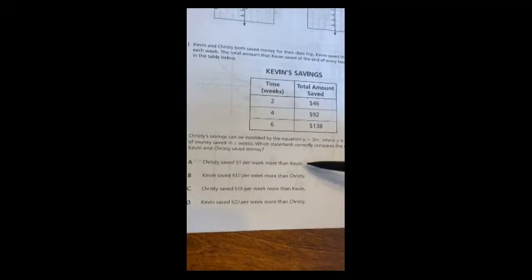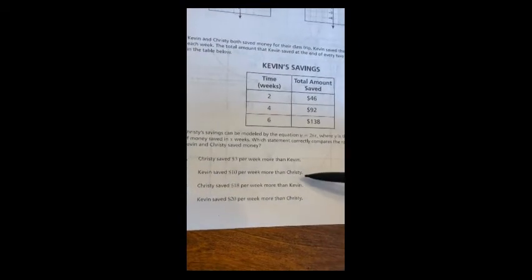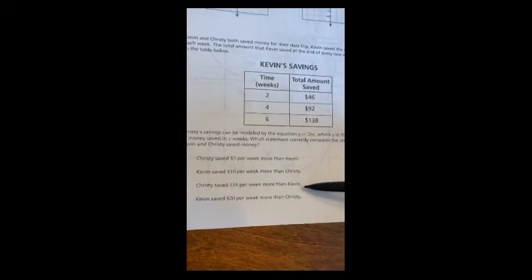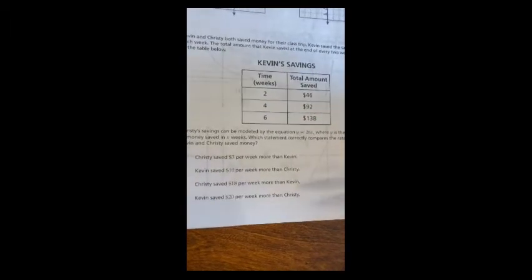Let's look at the answers just so we know what we're looking for. Okay, A is Christy saved $3 per week more than Kevin. B, Kevin saved $10 per week more than Christy. C is Kevin saved $18 per week more than Christy. And D, Kevin saved $20 per week more than Christy.